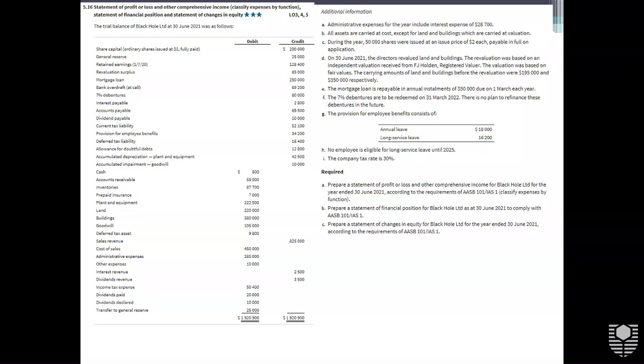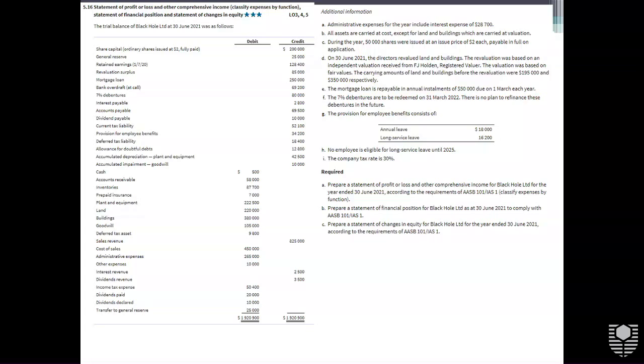So that's item D. The directors revalued the land and buildings. The revaluation was based on an independent valuation and on fair values. So the land before the revaluation was valued at $195,000. Let's go and have a look at what it is now. The land, as at 2021, is in there at $220,000 now. It means that it's been revalued upwards by how much? 195 off the 220, 25. So there's a 25 variation that needs to go into other comprehensive income.